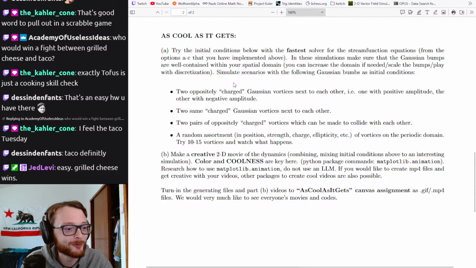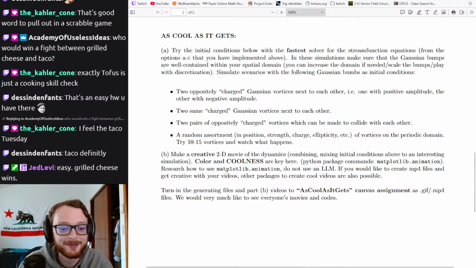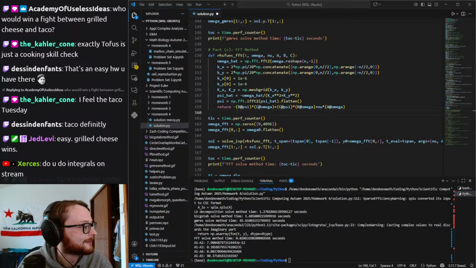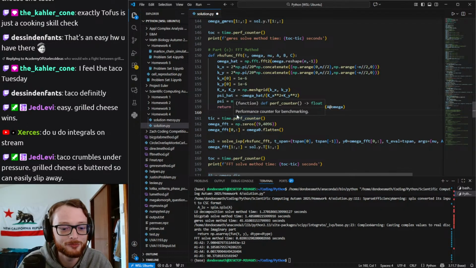Tofu is just a cooking skill check. True. Yeah, especially if it's Tuesday. Tacos are just a shoe-in. Grilled cheese wins. Ooh. I don't know about that, Jed. Integrals, not IMO integrals, no. I do regular integrals, sure.